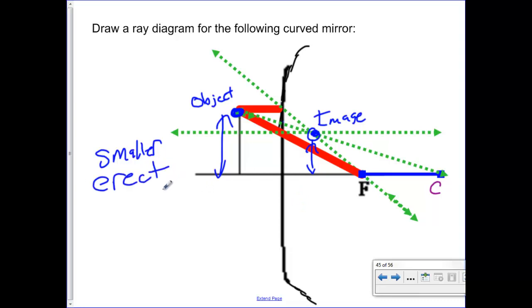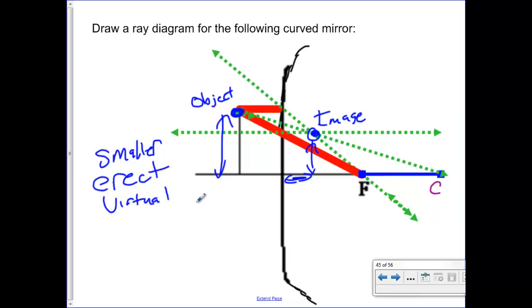It's going to be upright. So we use the word erect for that. The distance, we're actually going to calculate this distance right here in a formula in a few minutes. We'll get to that. And lastly, is this a real or a virtual image? By definition, we're going to call it a virtual image, because it's behind the mirror, basically. Does that make sense?